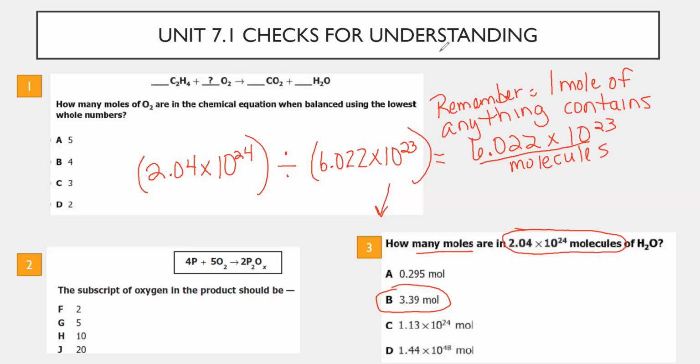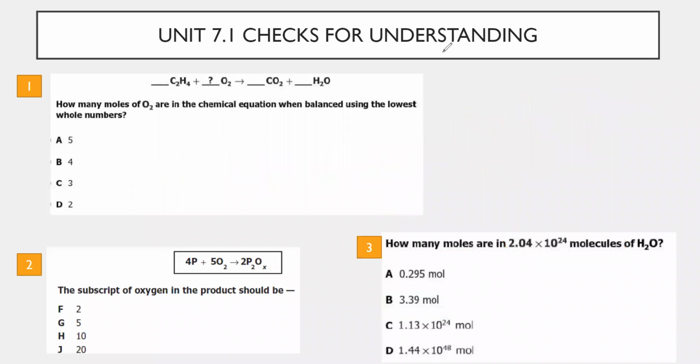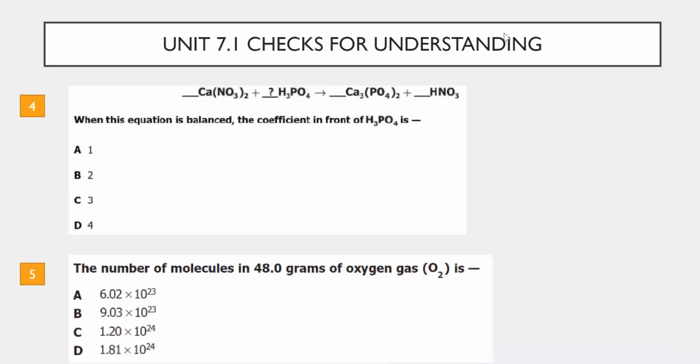All right, moving on to the next. Actually, that should have cleared first. How about we clear out, please? Clear my drawings. Okay. And moving on to our next page here, number 4, in our checks for understanding. When this equation is balanced, the coefficient in front of our H3PO4 is, okay, so we're going to have to take this out and balance it. I know it only asks for one. You kind of have to do the whole thing. All right, so let's take a look. Again, this is our reactant side.